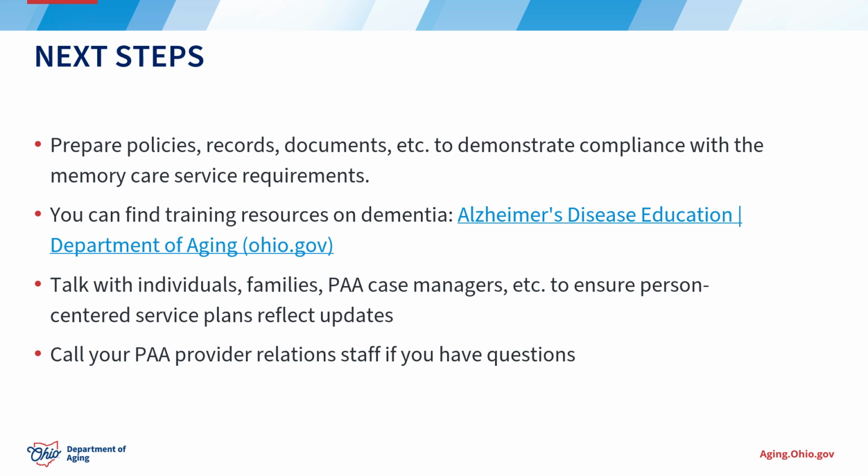Like I said earlier, you can find training resources on the dementia topics listed for initial staff qualifications on the Department of Aging's website. Please revisit the website often because we will be adding to that. Continue conversations with individuals, their families, case managers, because we really want to ensure that the person-centered service plan reflects not just the memory care updates, but all updates to someone's preferences and their goals, their strengths, their weaknesses, and any other things that need to be reflected there so that they are receiving the highest quality of care from your staff.